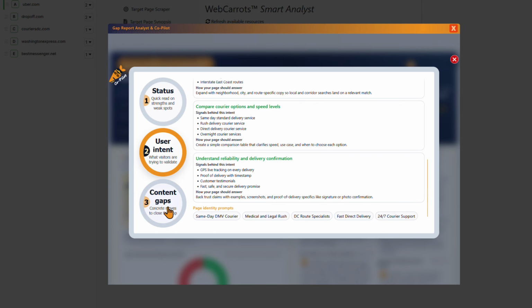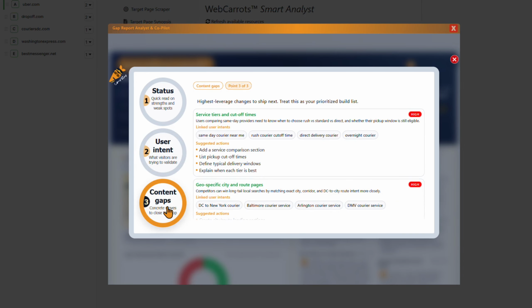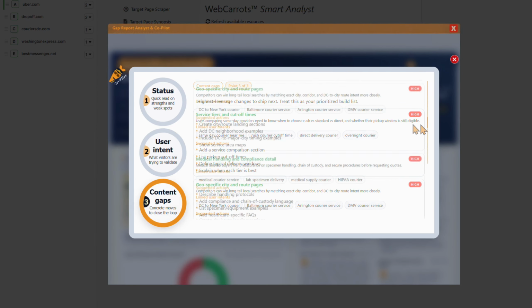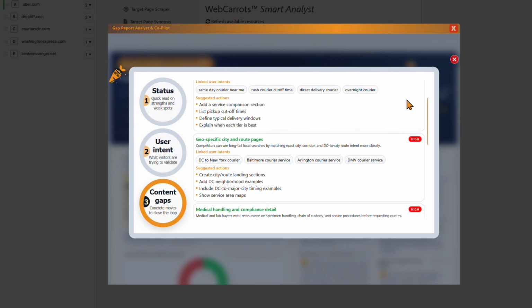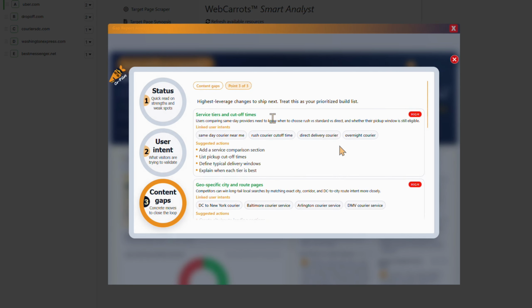The third section is content gaps. This is the prioritized build list. These are the highest leverage changes the page should make next. Each content gap includes a topic, severity level, why it matters, linked user intents, and suggested actions. A high-severity gap should usually be handled first because it affects important user intent, competitor coverage, or conversion. A medium gap still matters, but may come after the high-priority fixes. A low gap is more optional or secondary.